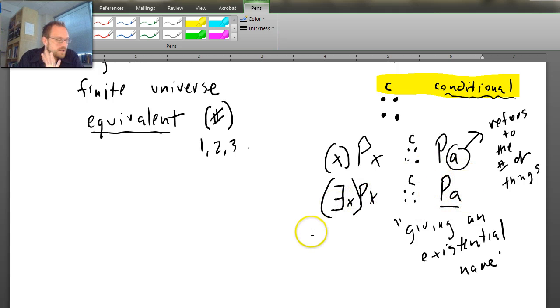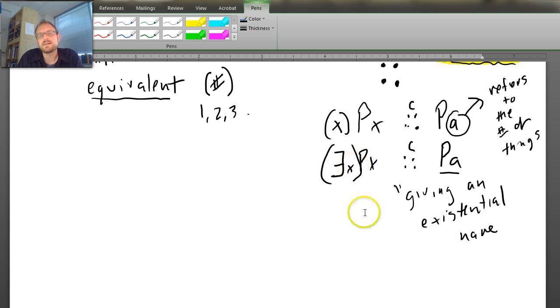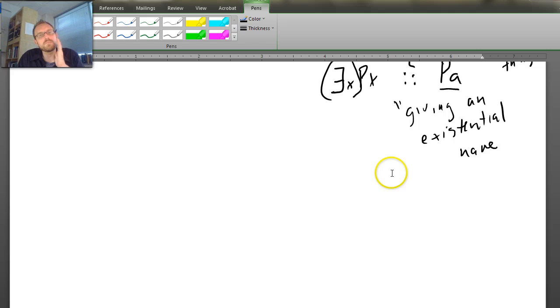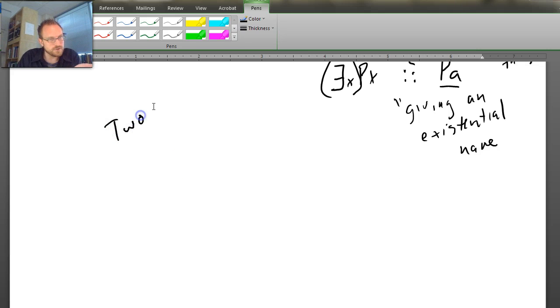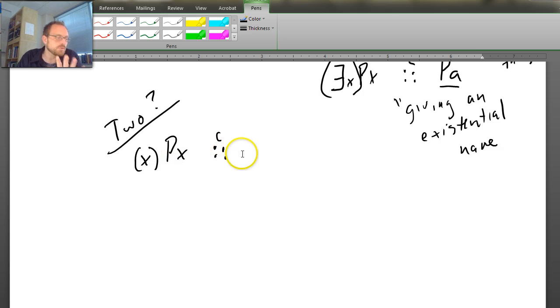Now, the question becomes, what if there are 2 things in the universe? What if I have not just Abigail, but also Bobby? What if the universe consists of Abigail and Bobby? Then what are we going to end up with? Well, a universal statement function of this form in a universe of the size of 2 would say that there are 2 things in the universe: there is Abigail, and there's Bobby.